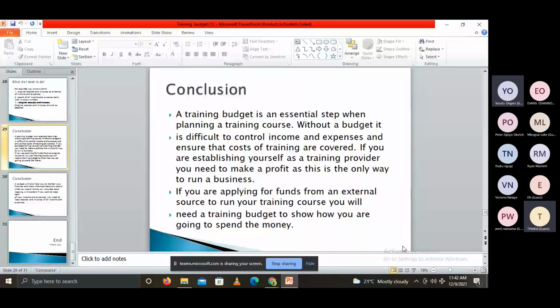So I'm concluding that, one, a training budget is an essential step when planning a training course. Without a budget, it is difficult to control income and expenses and ensure that the costs of training are covered. If you are establishing yourself as a training provider, you need to make profit, and this is the only way to run such a business. If you are applying for funds from external sources to run your training course, you will need a training budget to show how you are going to spend the money.